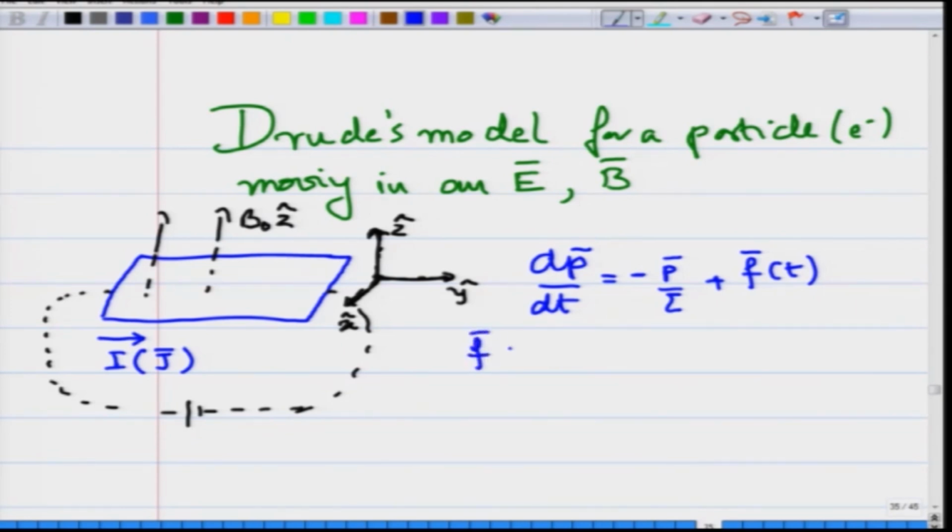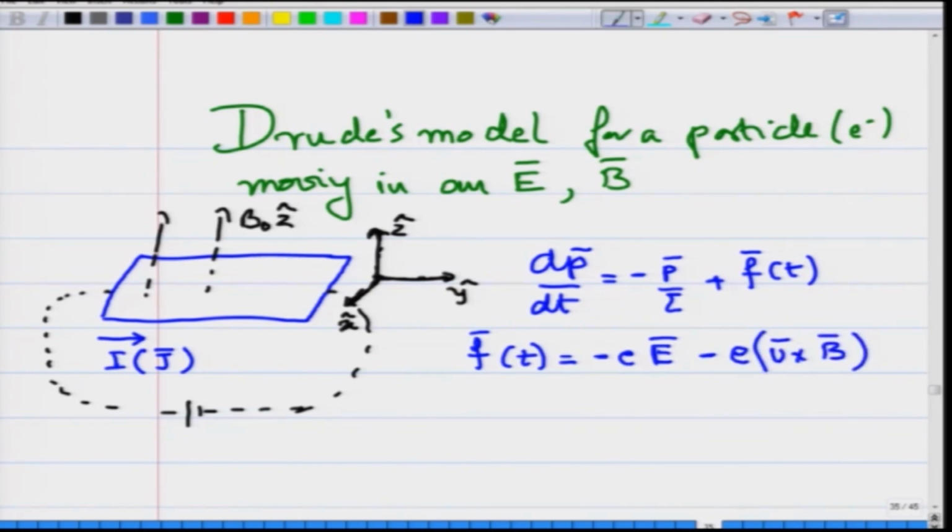So, let us write down the force which is experienced by the electron. The force experienced by the electron will be minus E times the electric field, and there is an additional term now. Earlier when we had looked at only the electric field, there was just the E which was present. Now we have a B, and so what is the other force which will come in? That will be the Lorentz force, which is minus E V bar cross B bar.